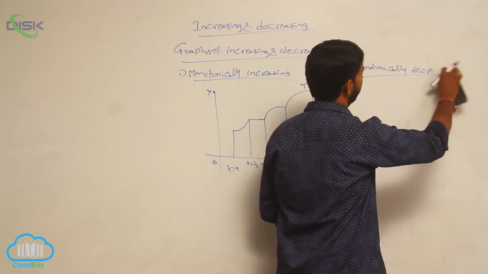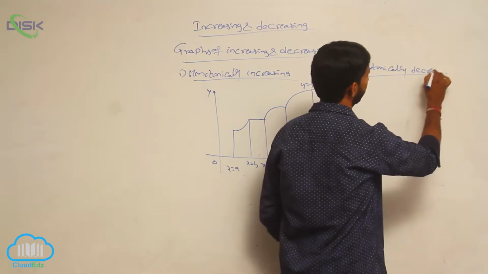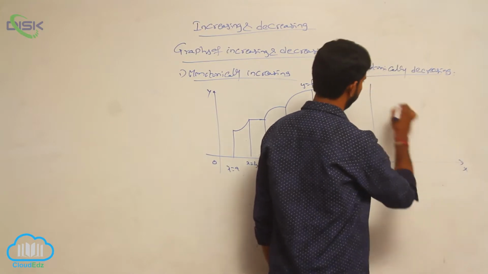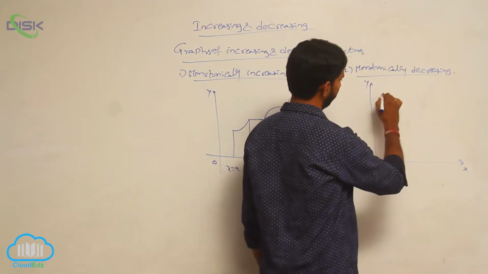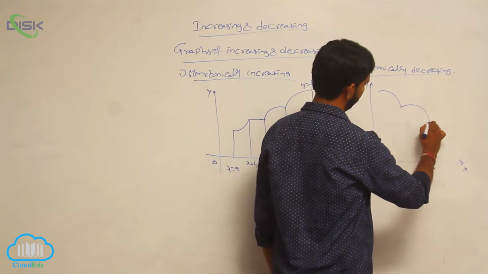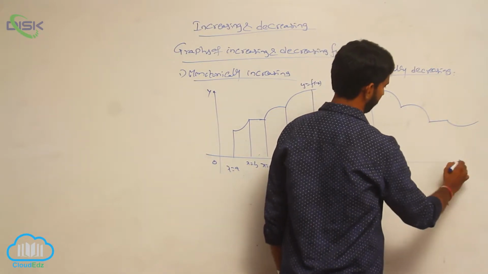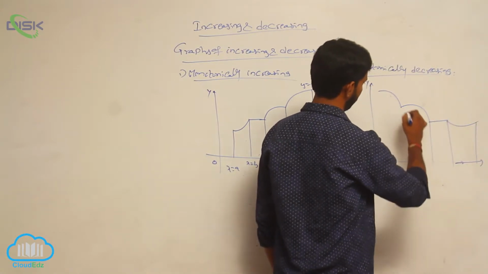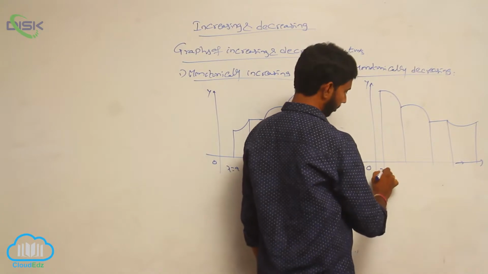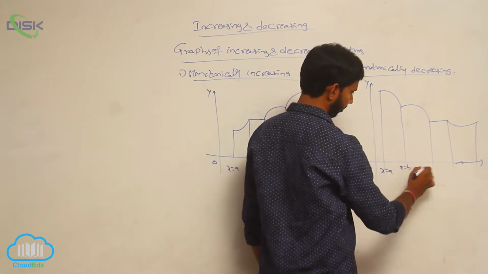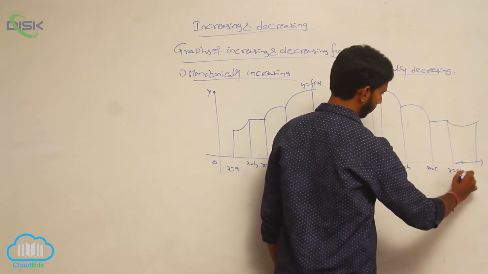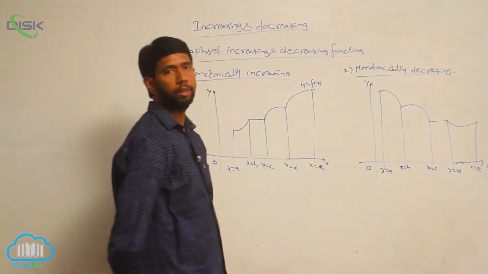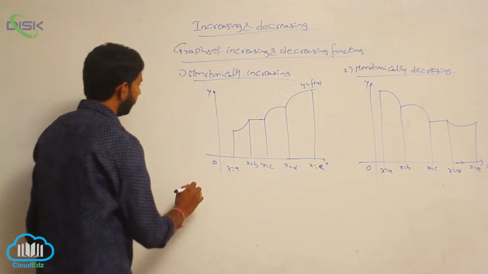Monotonically decreasing. This graph represents a monotonically decreasing function. And the next one is strictly increasing.